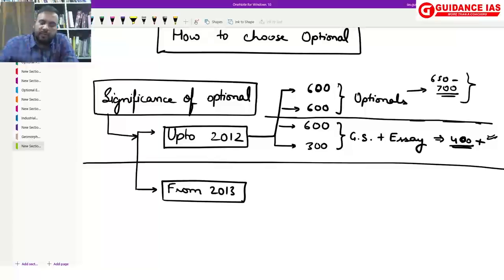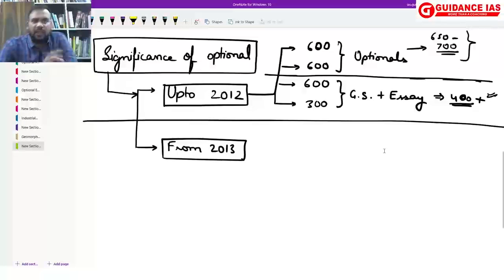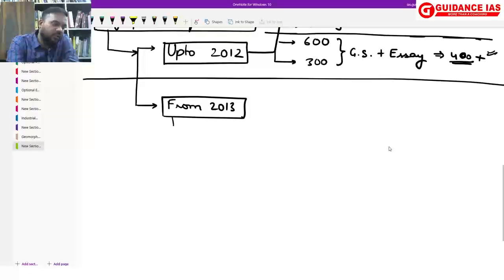Now beyond 2013, what has happened is there was a change in the pattern of mains. GS weightage was increased. In fact, a glimpse of this we got in 2012. In 2012, what happened? People got very low marks in the optionals, and the selection was dominated by the people who did well in their GS and essay. Overall optional mein sabke bahut kam aa gaye the 2012 mein. And next year they changed the pattern and clearly they increased the weightage of general studies in the selection. So now from here there is only one optional.